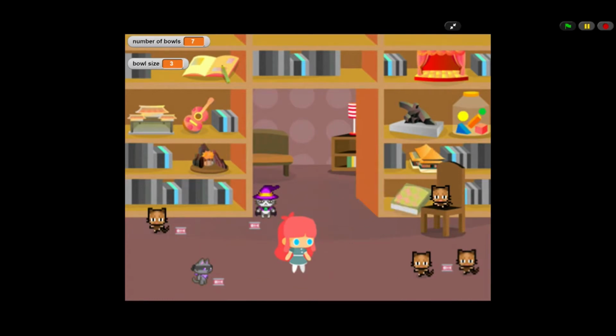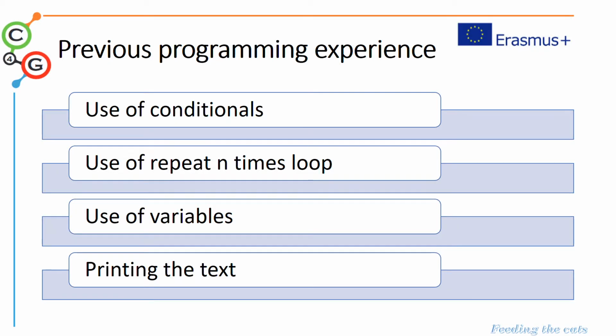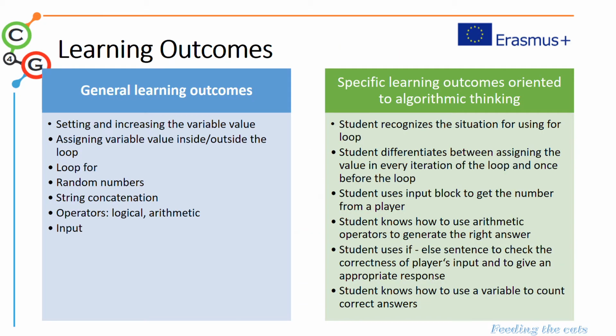At the end of the game, player finds out how many of the answers were correct and how many were wrong. From the previous activities, students already know how to use conditionals, the use of repeat and times loop, the use of variables, and how to print the text. In this activity, students will learn how to use for loop and what it does, how to ask the user for an input and how to use it, how to assign a random value to the variable, how to join different strings, how to use arithmetic operations, and how to check if the answer is correct.